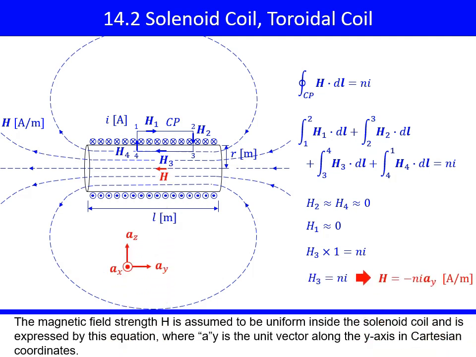The magnetic field strength H is assumed to be uniform inside the solenoid coil and is expressed by this equation, where Ay is the unit vector along the y-axis in Cartesian coordinates.